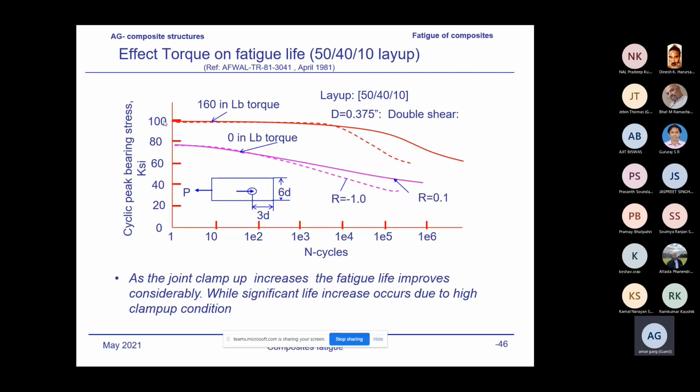Here is the effect of the torque. As you can see, if the torque is there, then the joint performance will be better, even in static, and fatigue is even significantly different to static. Zero torque has pretty low life, and here, good performance.